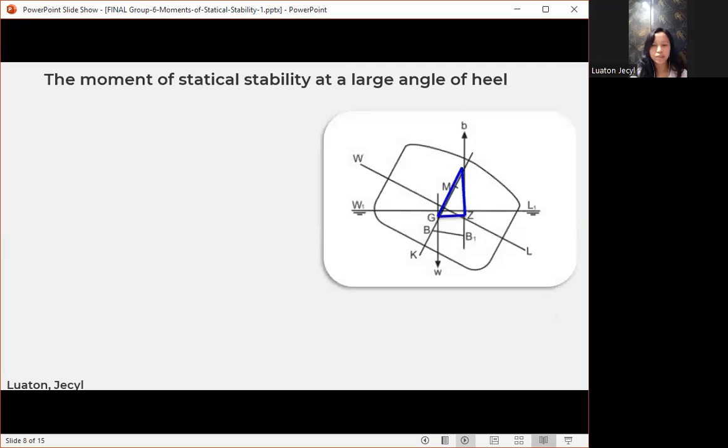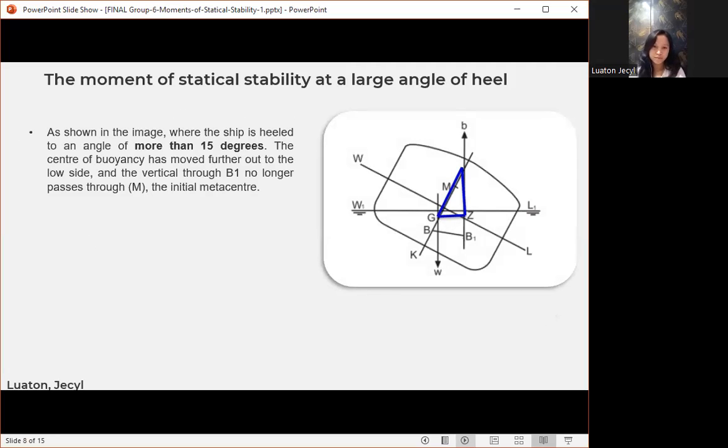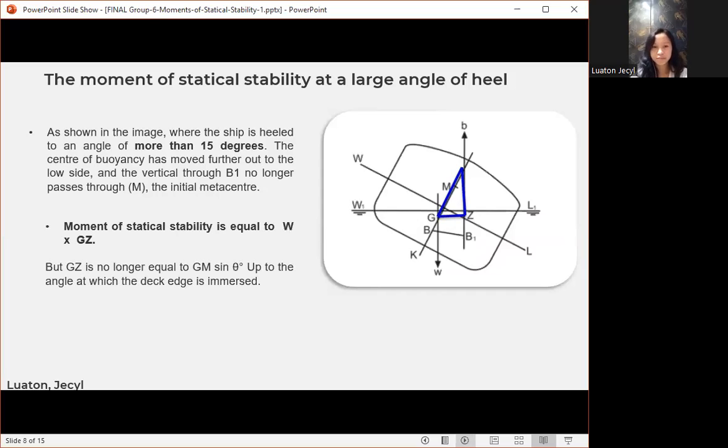The moment of statical stability at a large angle of heel. As shown in the image, where the ship is heeled to an angle of more than 15 degrees, the center of buoyancy has moved farther out to the low side, and the vertical through B1 no longer passes through the initial metacenter. So the moment of statical stability is equal to W, or the displacement, times GZ, which is the righting lever. But GZ is no longer equal to GM sine angle of heel, up to the angle at which the deck edge is immersed.